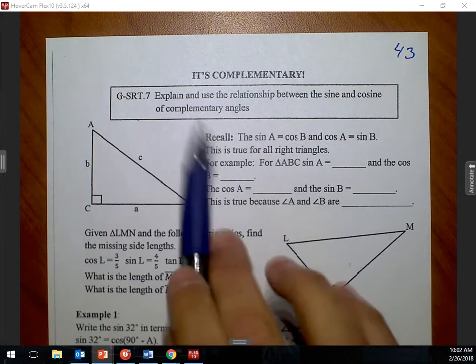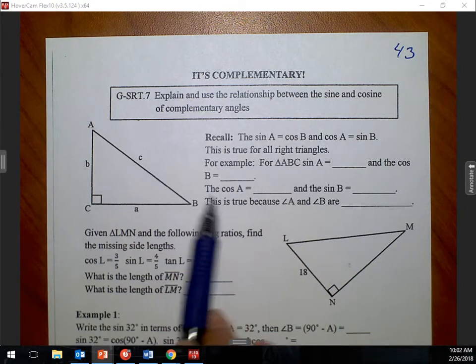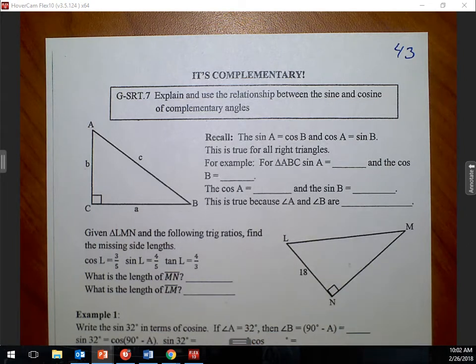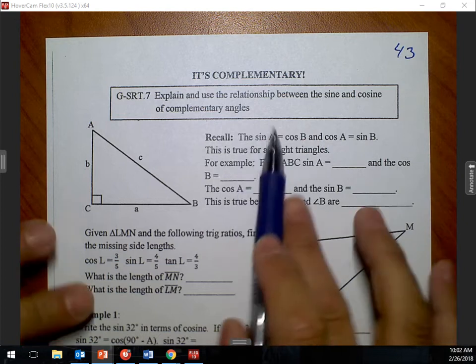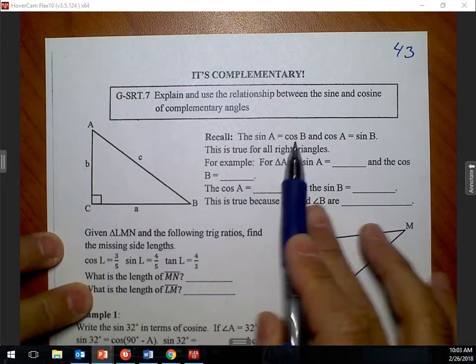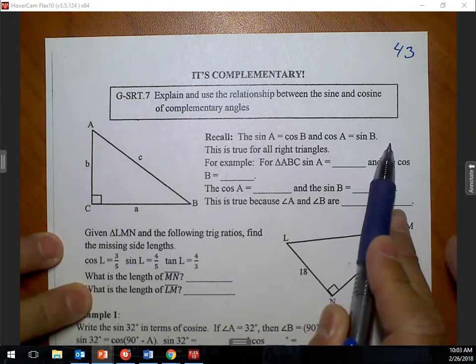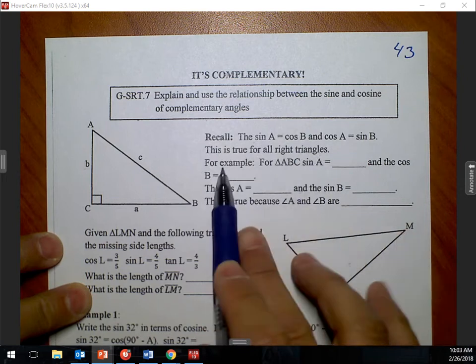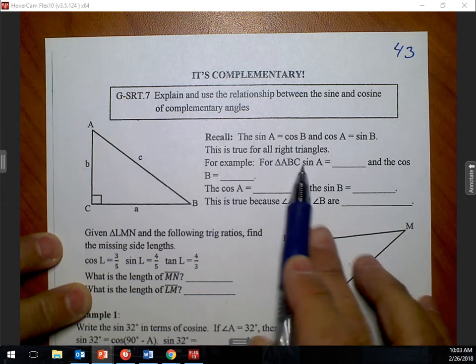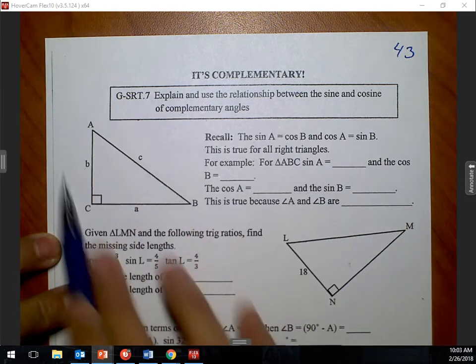Okay? So right here it says... Grabbing my notes. Oh, there it is. Okay. So, we have sine A is equal to cosine B. Cosine A is equal to sine B. Okay, this is true for all right angles. For example, triangle ABC. ABC right here.